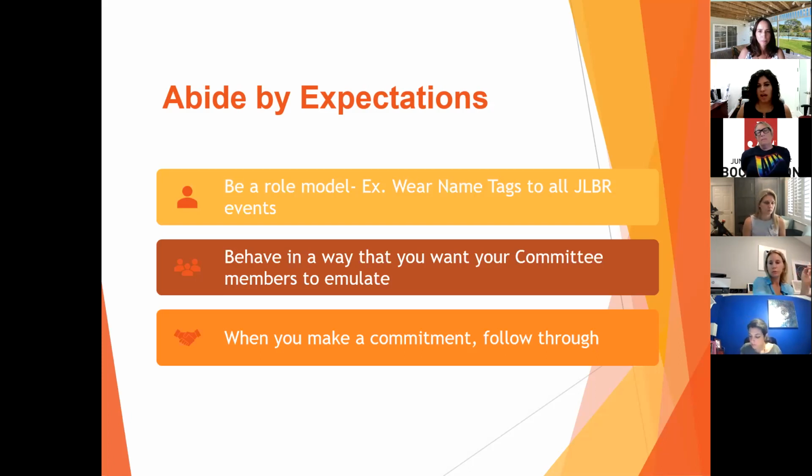Remember that in your meetings, it's really important to respect each other and to really value each other's opinions. Also, when you make a commitment, follow through. If you say to your committee member, you know what, I'll get you that by Thursday, I'll get you an answer, try your best to follow through and make sure that you're getting your committee what they need.